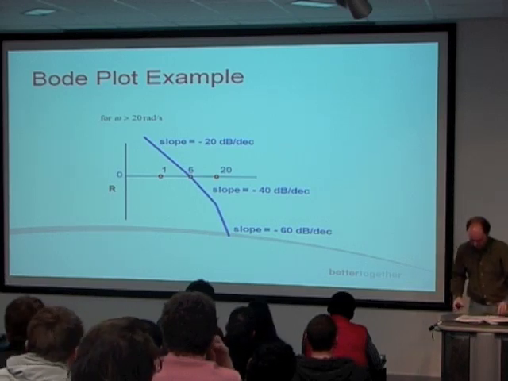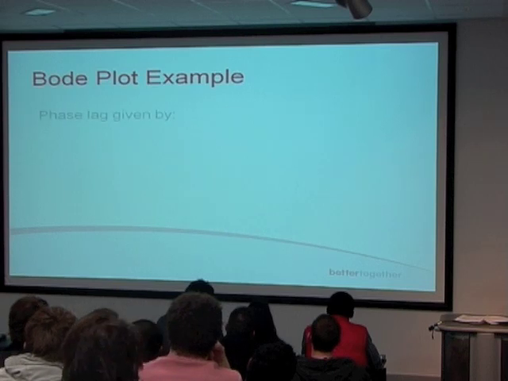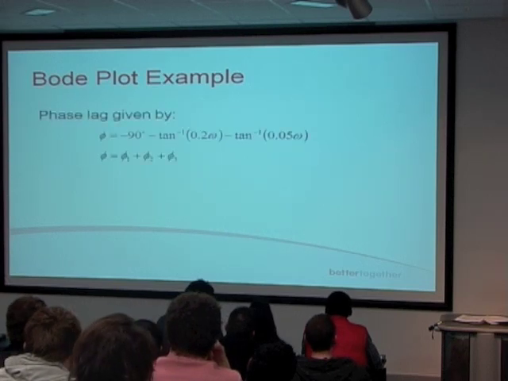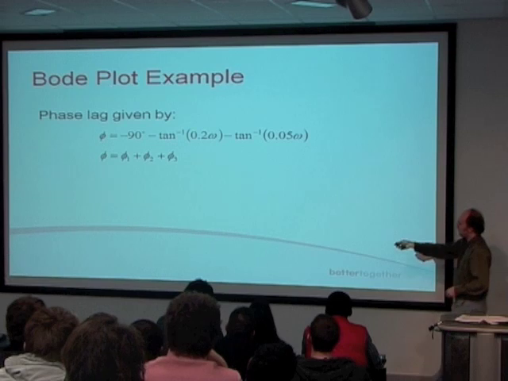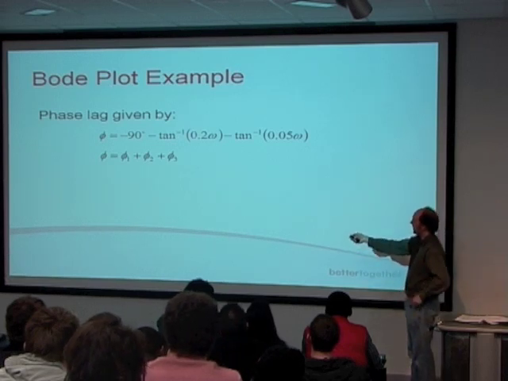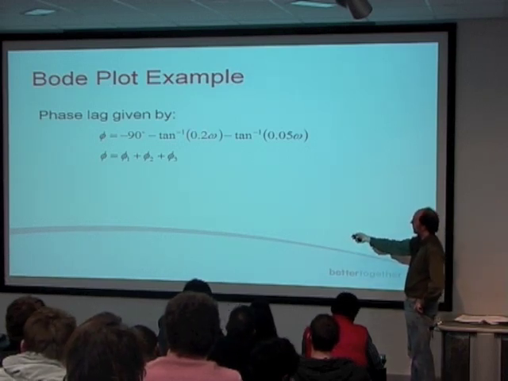Next up, we've got our phase to work out. Well, for the phase, it is quite easy just to make a little table. There's our phase. That's what we came up with before: minus 90 minus inverse tangent of 0.2 omega.